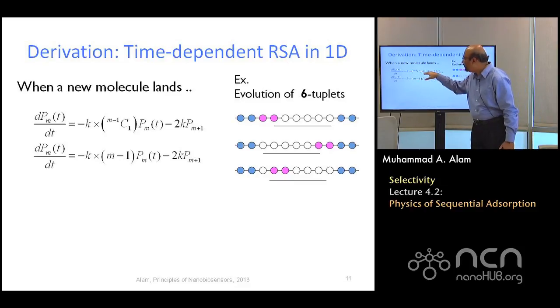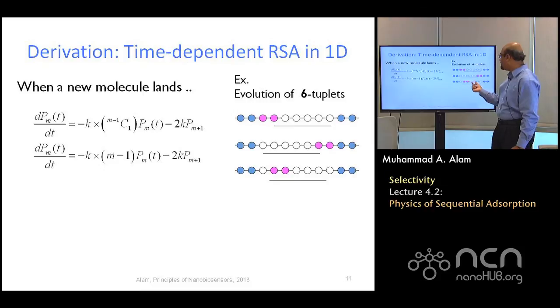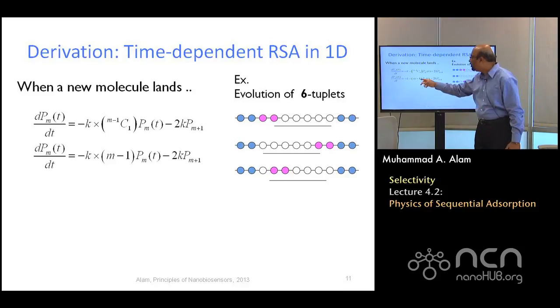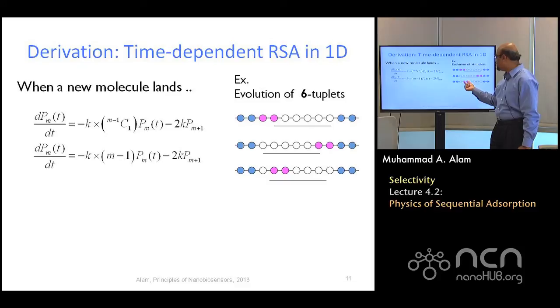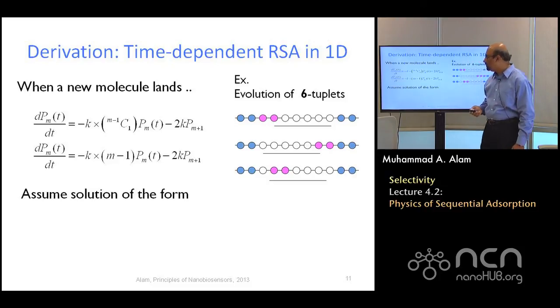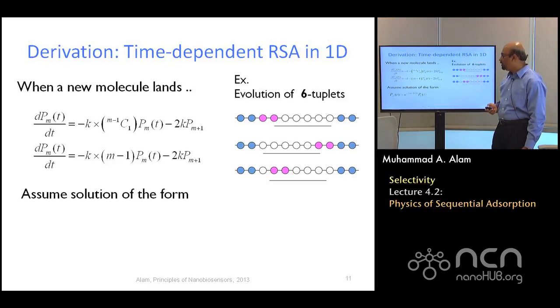And the first term, well, it simply means the number of places this dimer can sit in the 7-tuplet chain, in this chain. And so therefore this is m minus 1 choose 1, because you can just sit in any of the m minus 1 places. All of them destroy 6-tuplets. Easy differential equation. The solution is known.